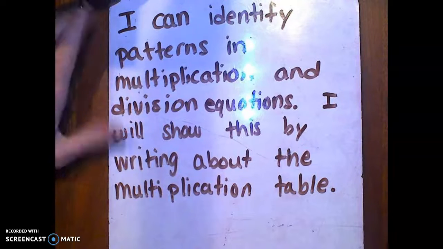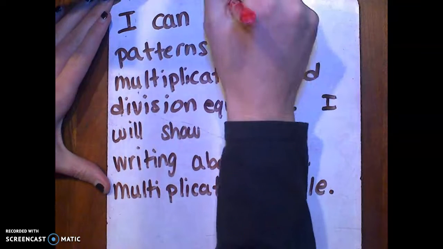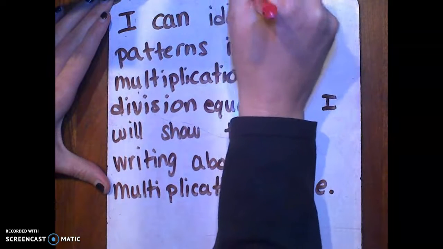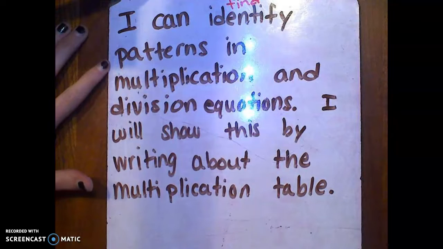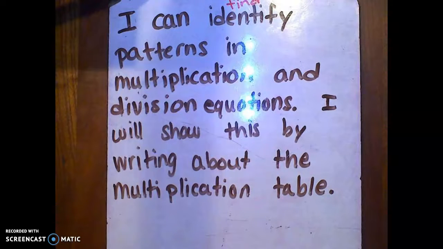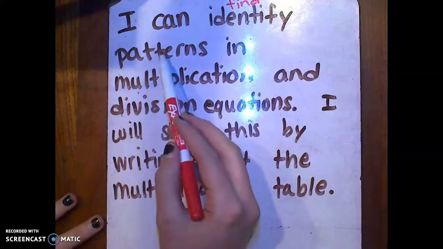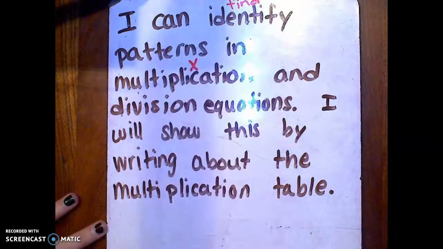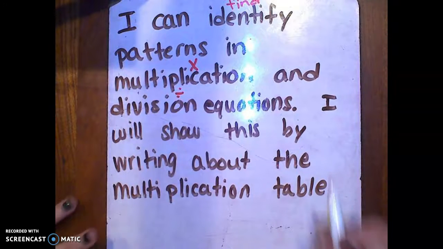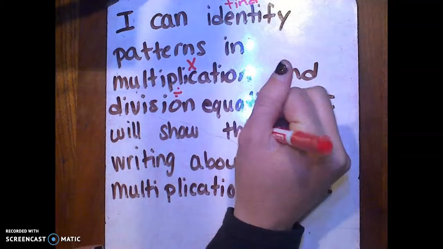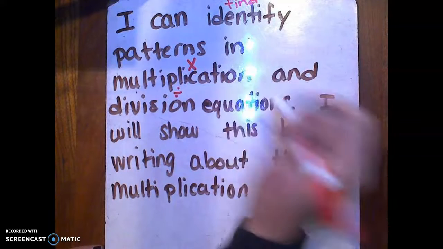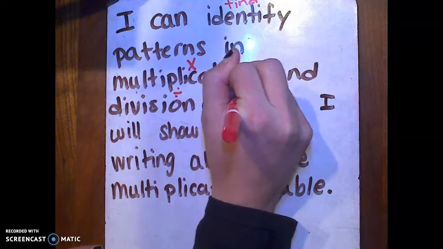I can identify, or hopefully you said find, patterns. Now we know patterns can be as simple as red, blue, or it can be something like, oh, all of these answers are even, all of these are odd. Okay, so you're looking for patterns in multiplication and division equations, and I've said it a million times, I'll say it a million more. The word equation is just a fancy word for math sentences.